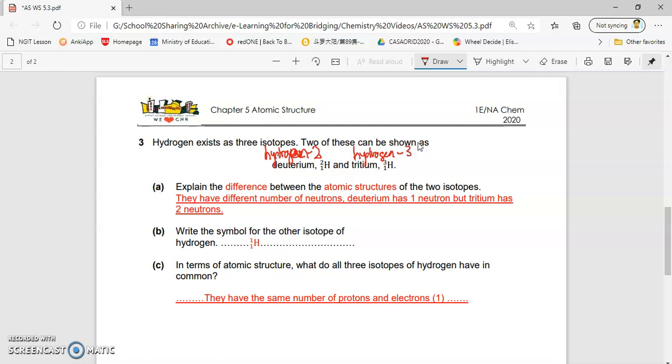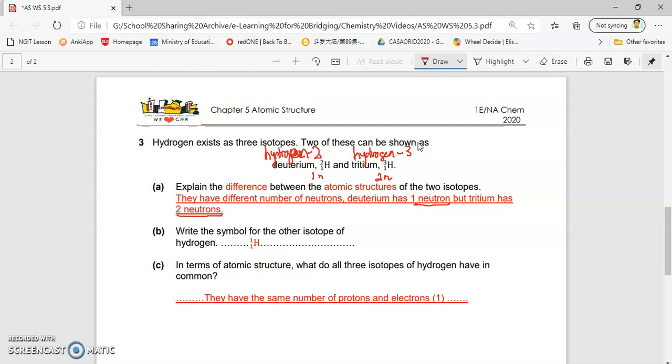Explain the difference between the atomic structure of the 2 isotopes. Remember isotopes have same number of protons, same number of electrons, but different number of neutrons. For deuterium, it only has 1 neutron, because 2 minus 1. Tritium has 3 minus 1, 2 neutrons. So they have different number of neutrons. Deuterium has 1 neutron, while tritium has 2 neutrons.